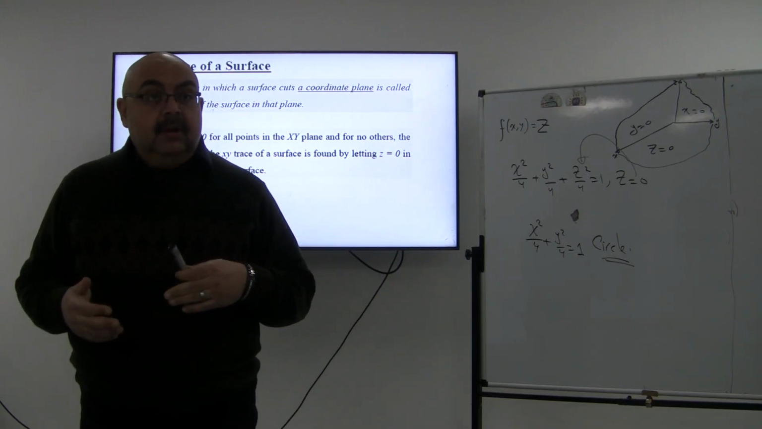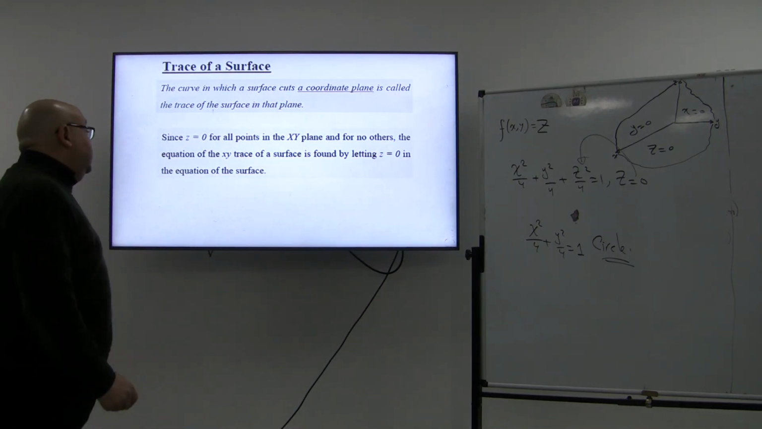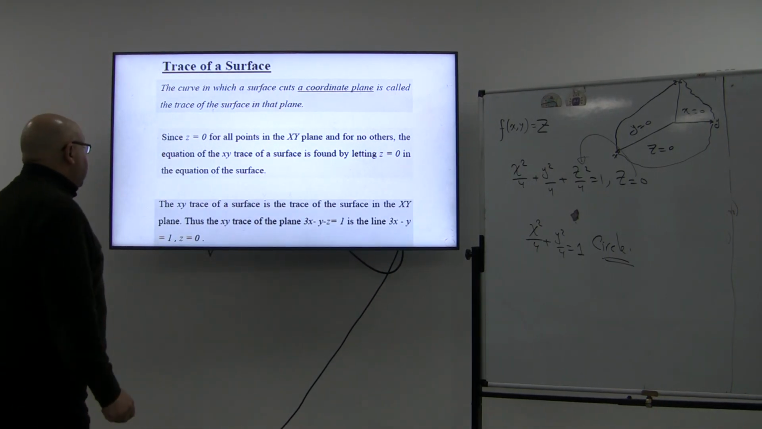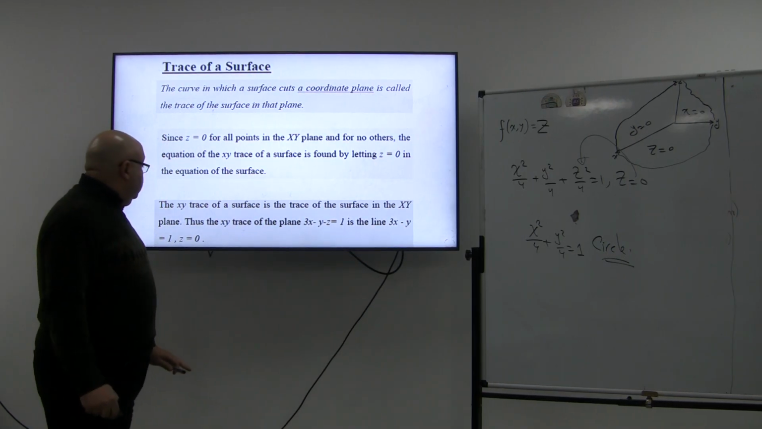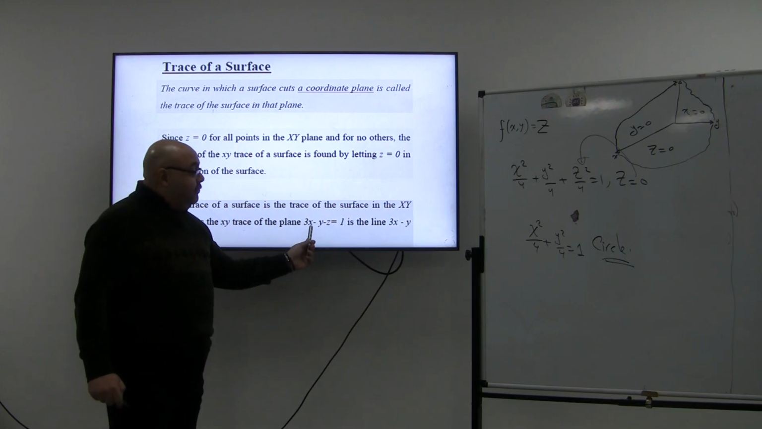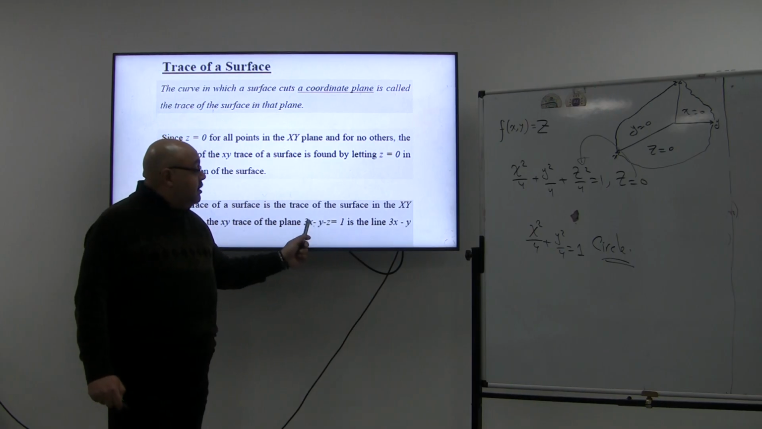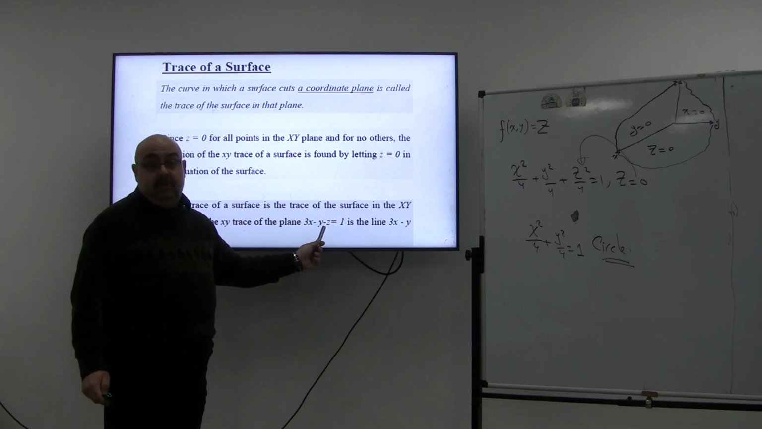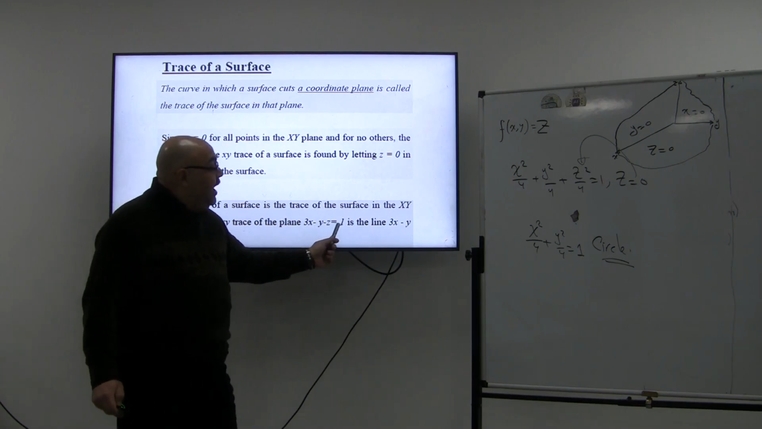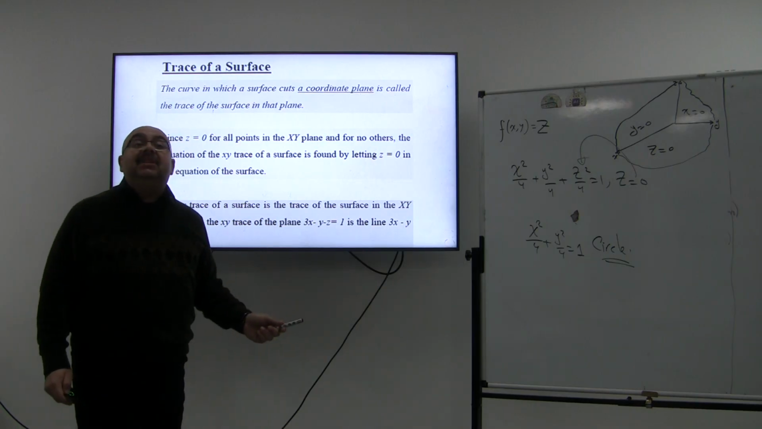Are you with me? This is mainly why I need you to know the names of the quadrics and what's going to happen after. The xy trace of a sphere is a circle, as I explained to you. So for this plane, for example, 3x minus y minus z equal 1, if I want to get the intersection of this plane with the xy plane, all I have to do is to insert z equal to 0. In this case, you will have the equation 3x minus y equal 1, which is a straight line.